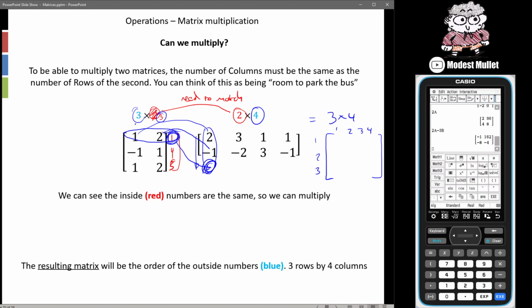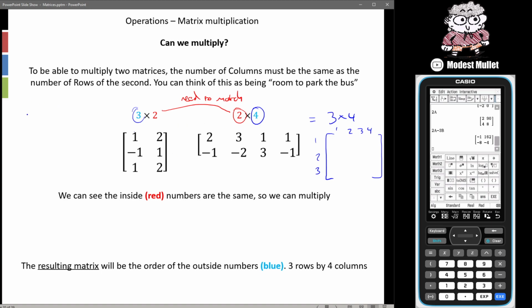You can't do it. So what this is technically saying, when we say that these inside numbers need to match, is that the number of columns of the first matrix must match the number of rows of the second. Those two need to match, because there are going to be 2 columns that get multiplied by 2 rows over here. So that's how we can check if an answer will exist.